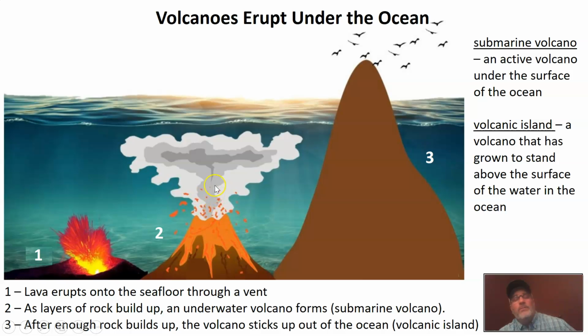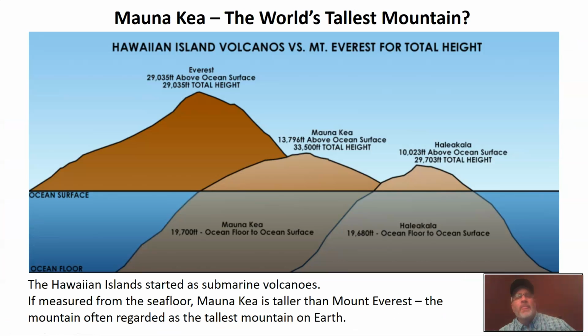If this volcano keeps erupting, it will eventually erupt enough and get tall enough to where it is going to stick up out of the ocean. Guys, that's how volcanic islands are formed. They often start out deep under the surface of the ocean, and after they erupt and grow and build layer upon layer, you will end up with a volcanic island.